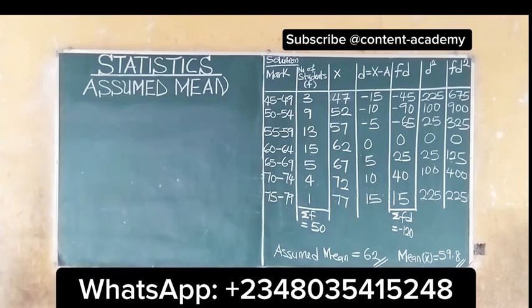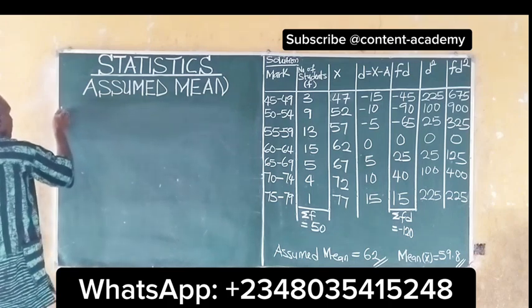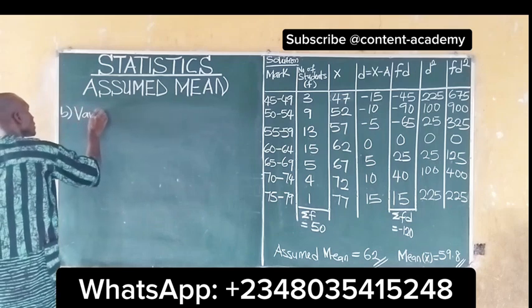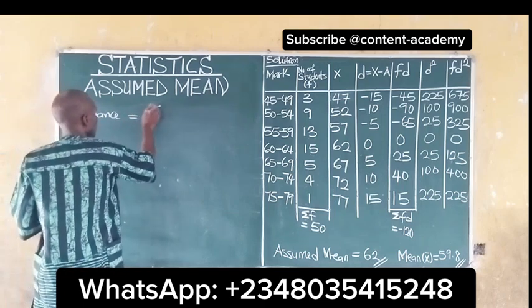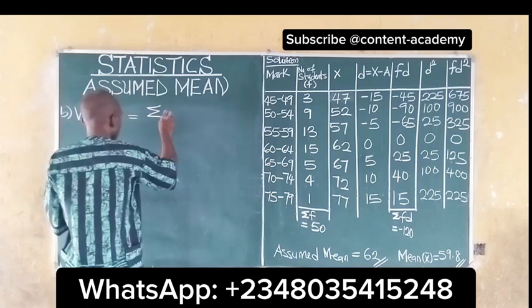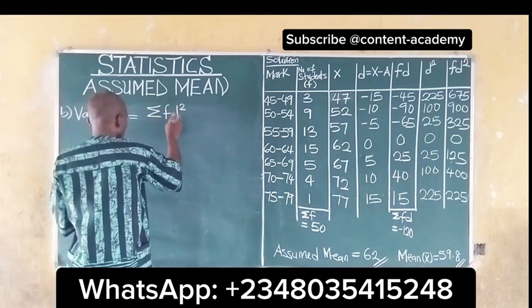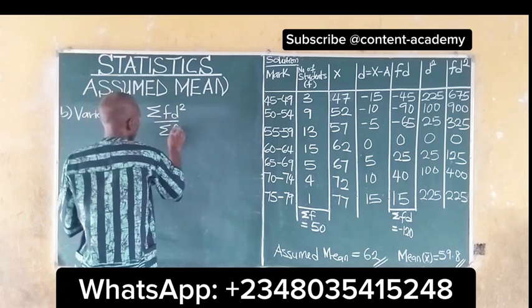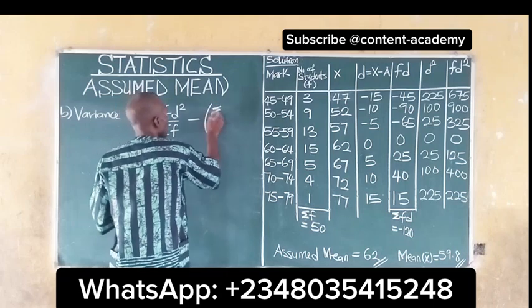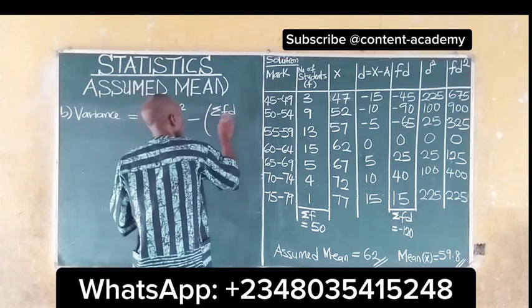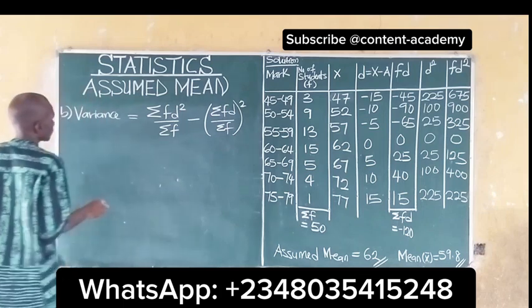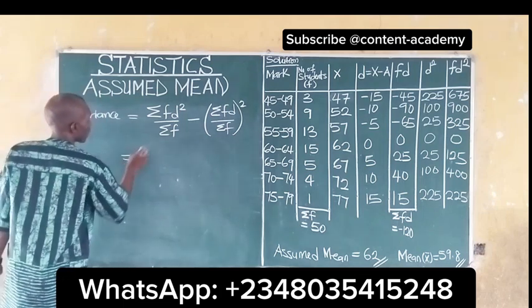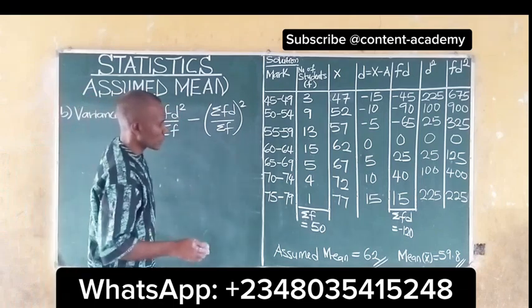Alright, we also have to calculate the variance. The question said we should calculate the variance. The variance is given as summation of f d squared all over summation of f, minus summation of f d all over summation of f, squared. Summation of f d squared, we've not calculated that.